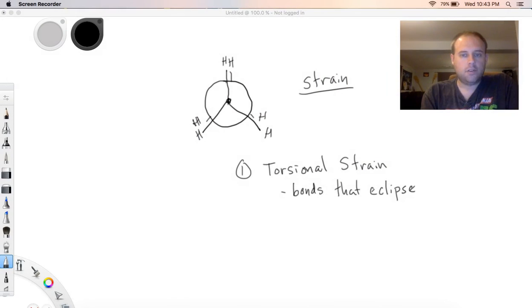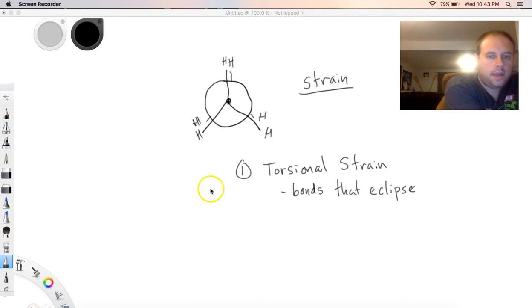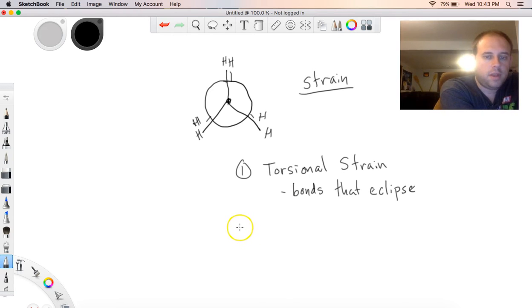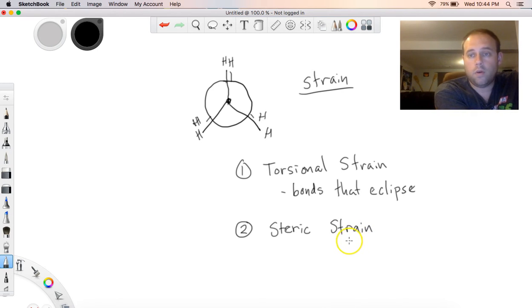Okay, so let's go back and take a look at the other thing we want to consider. The second one, and you'll hear about torsional strain throughout organic chemistry a little bit, but this second one is going to become very important, okay? And that is steric strain. And you will hear us talk about sterics over and over and over again in organic chemistry. Sterics will not go away.